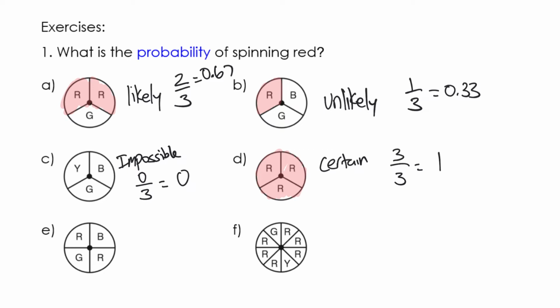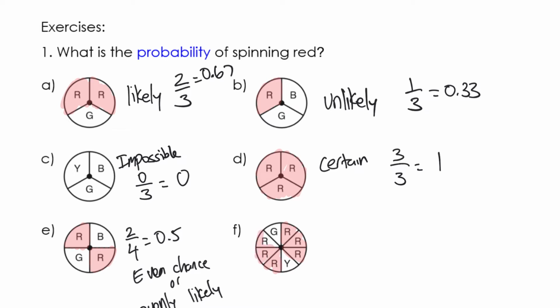Let's look at this one over here. E, red. Red is shaded in. There we go. So red, there's 2 over 4 equals 0.5. So in this case, we would say even chance. Or you may have seen it written as evenly likely. Okay. In class, I don't care if you use even chance or evenly likely. It's literally saying the exact same thing.